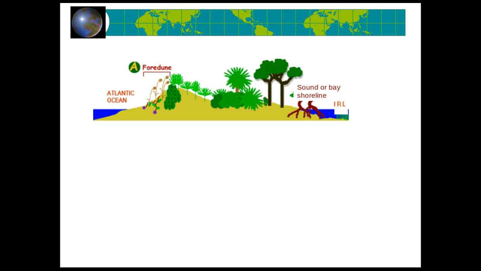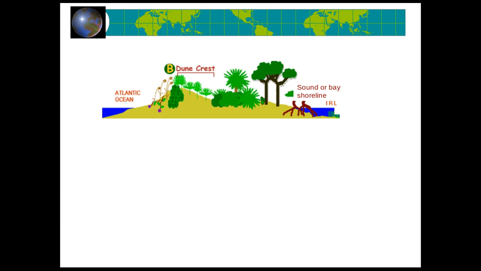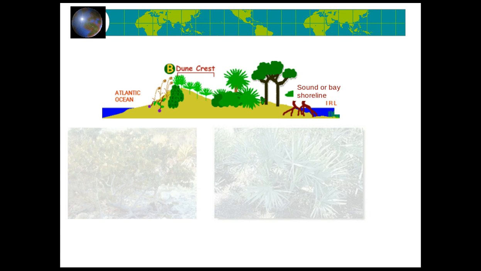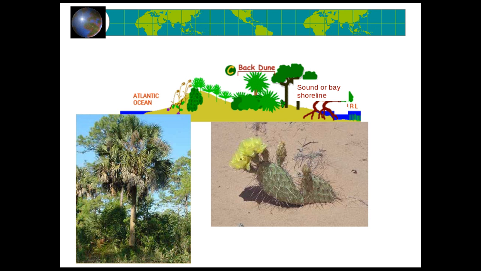You can usually see a successional change in plant communities on a barrier island. The foredune will have sea oats and railroad vine, very small plants. The dune crest, which is much higher in the air and less likely to be flooded by seawater, will have things like sea grapes and saw palmettos. The back dune, which is protected by the dunes, will have things like cabbage palms and prickly pear cactus.